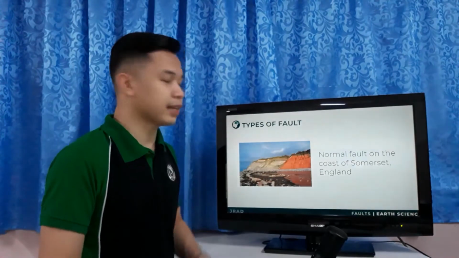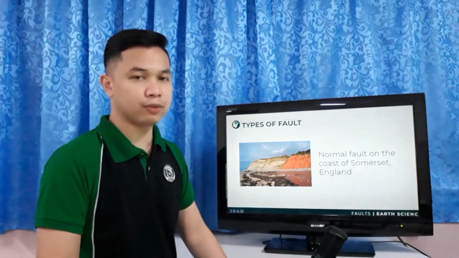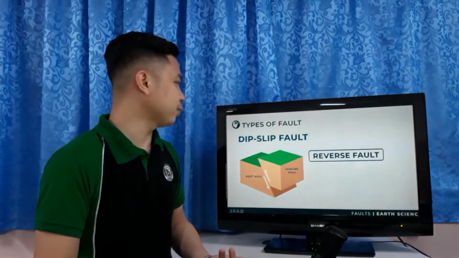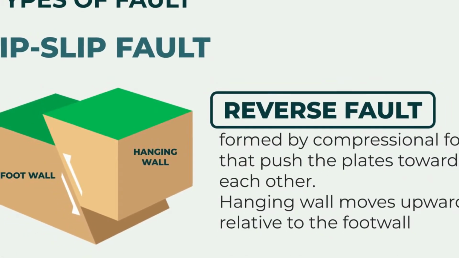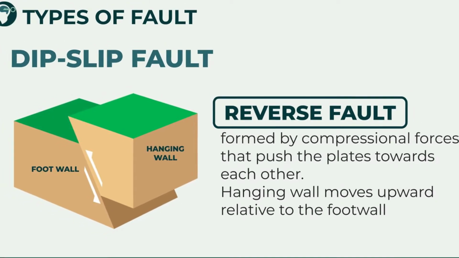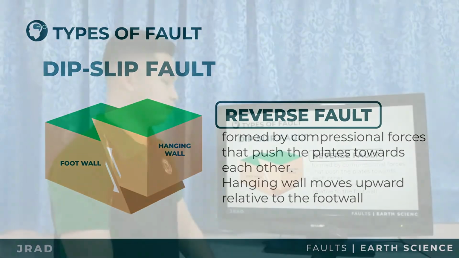Okay? So ngayon, as I said earlier, ano ang opposite ng normal fault? Hindi abnormal, okay? Ang opposite niya ay what we call reverse fault. So reverse fault is formed by compressional forces that push the plates toward each other. Hanging wall moves upward relative to the footwall.